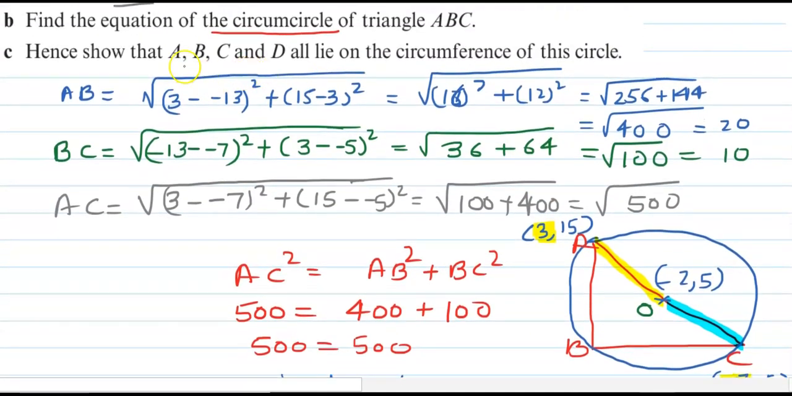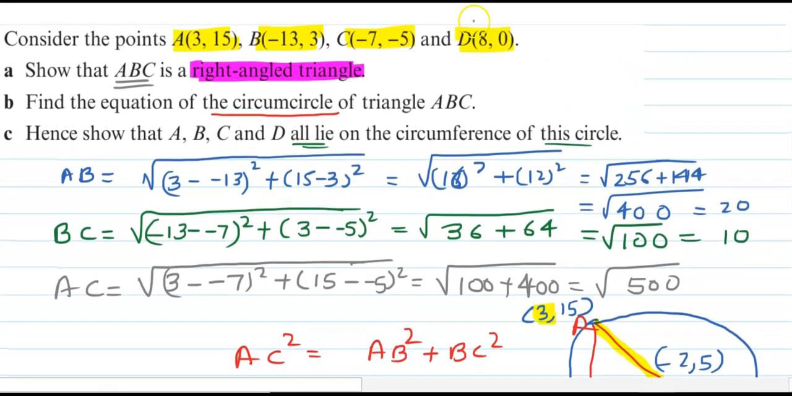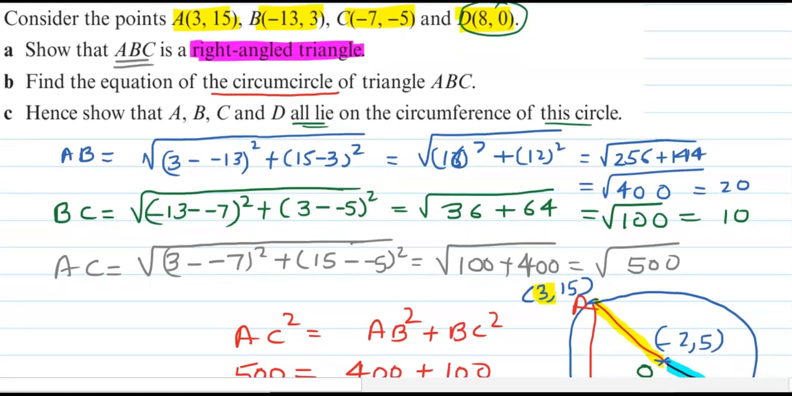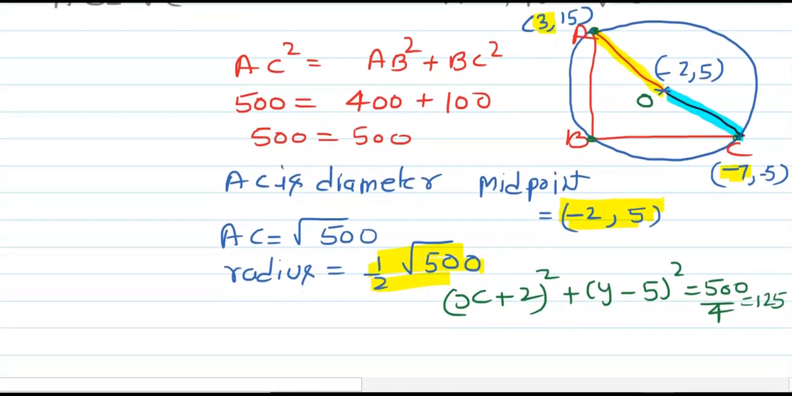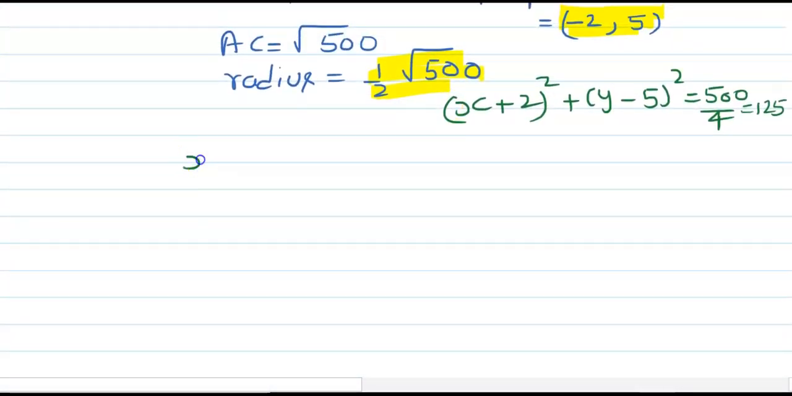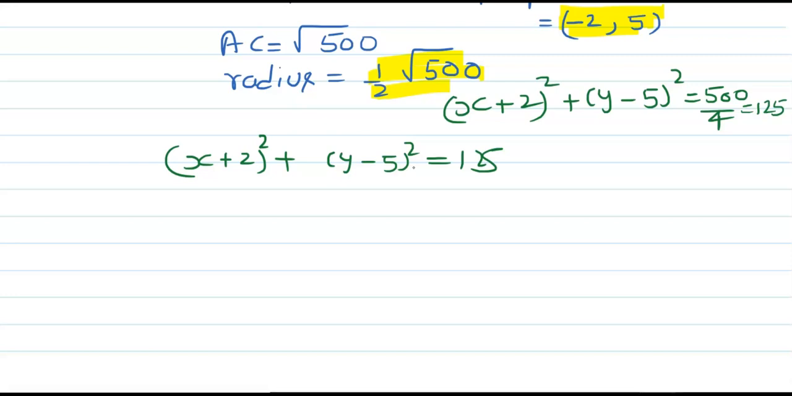Now let's see, show that A, B, C, D all lie on the circumference of a circle, and D point is 8 and 0. So about A, B, C we know A is on the circle, B is on the circle, C is on the circle, D we don't know. So coordinate of D point is 8 and 0, right? So our equation of a circle is x plus 2 whole square plus y minus 5 whole square is 125, right? Now coordinates of D is 8 and 0.